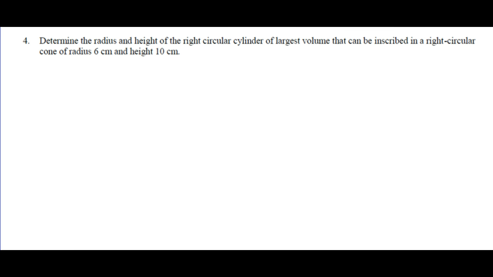Next. Determine the radius and height of the right circular cylinder of largest volume that could be inscribed in a right circular cone of radius 6 centimeters and height 10 centimeters. I'd like to read that fast, but you really gotta take this slow. What's going on here? We're trying to put a cylinder inside of a cone. So let's do a cross-sectional view, running through the middle of everything.